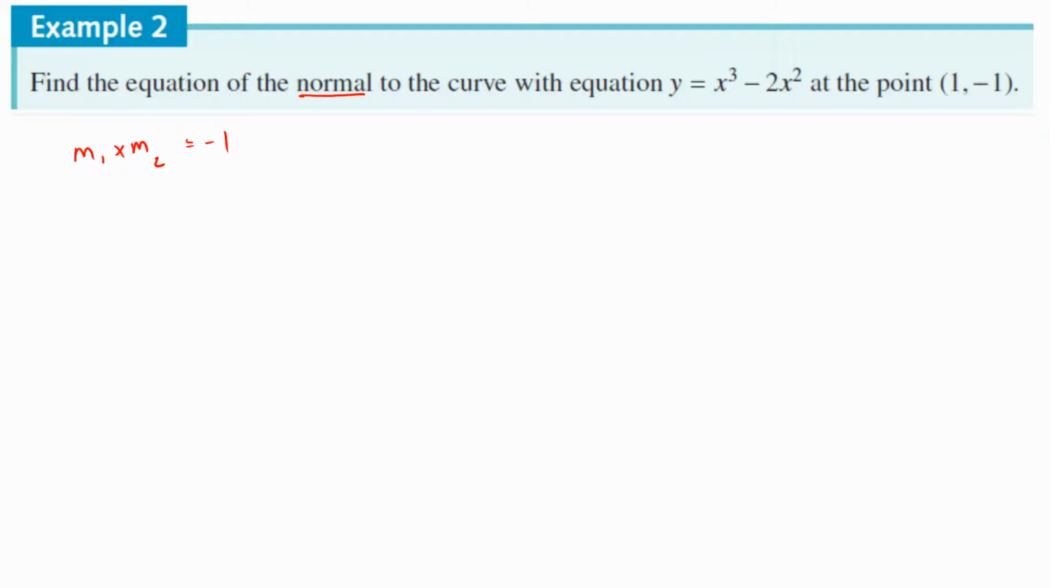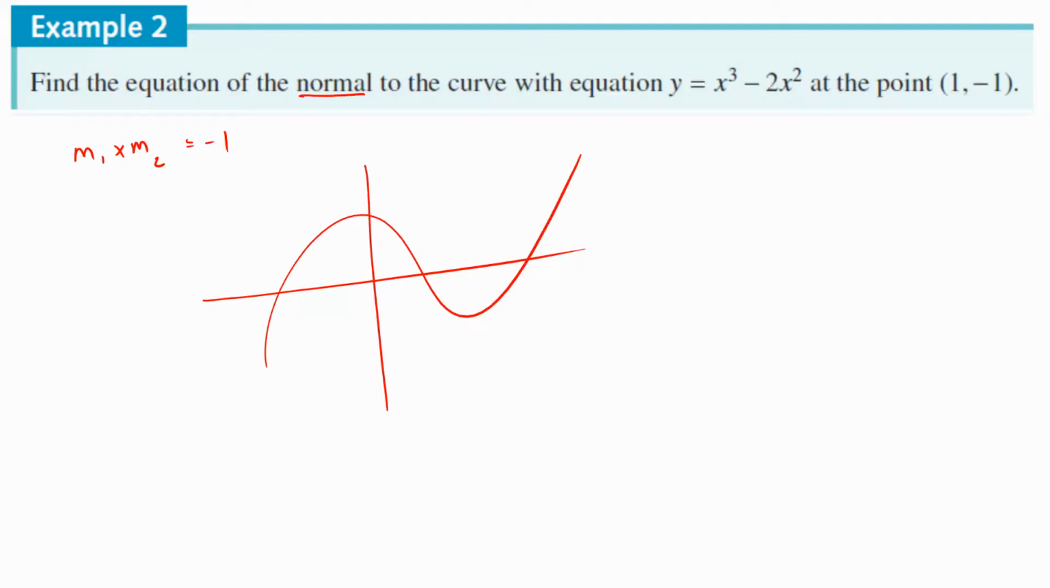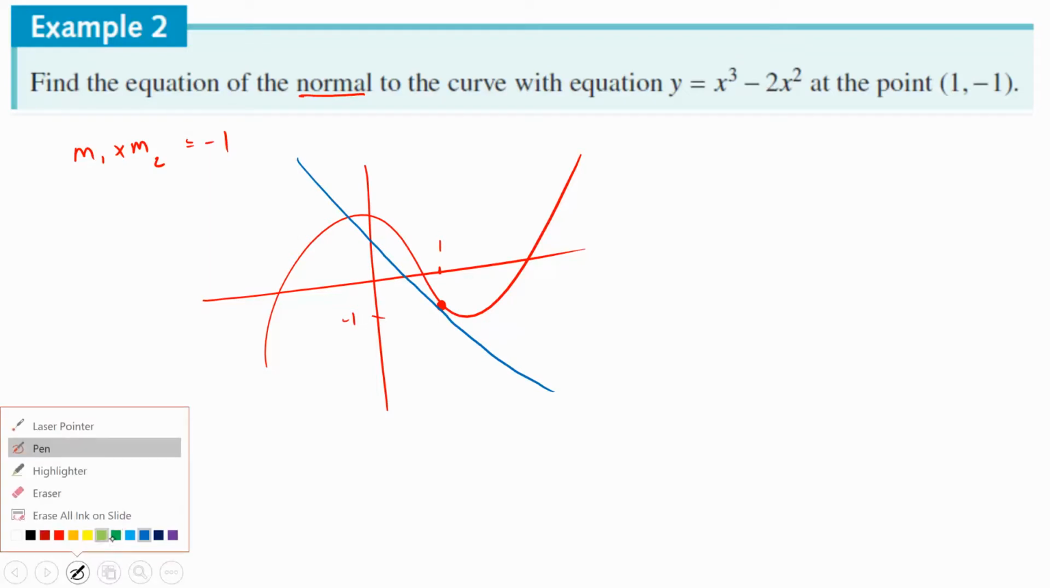Now, if I were to draw this picture, just as a rough idea, it's a cubic function, and I want to find, at 1, negative 1, the equation of the normal line. Let's say this is 1 and this is negative 1 here. At that point I've got a tangent line, so I'm going to draw my tangent line. It touches that surface at 1 point, and my job is to find the normal line. So not the blue line, I'm trying to find the equation of this line.